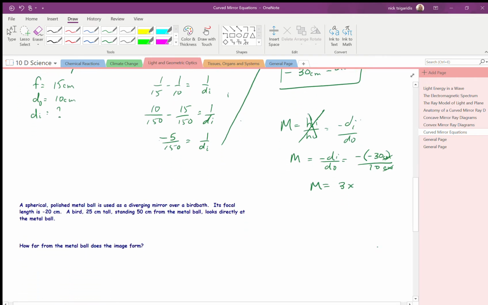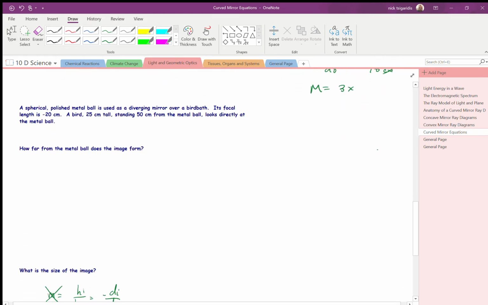Okay, let's try another one. So it says here, a spherical polished metal ball is used as a diverging mirror. So diverging mirror is another name for a convex mirror over a bird bath. It says its focal length is minus 20 centimeters. Notice that the distance here is in negatives, which means it's behind the mirror. And it says a bird that is 25 centimeters tall, standing 50 centimeters from the metal ball, looks directly into the metal ball. How far from the metal ball does the image form?